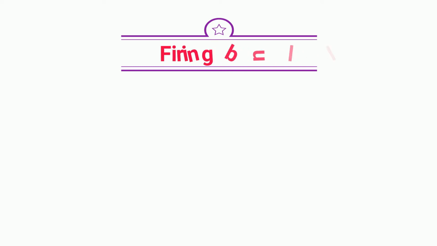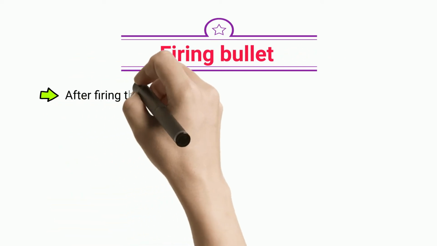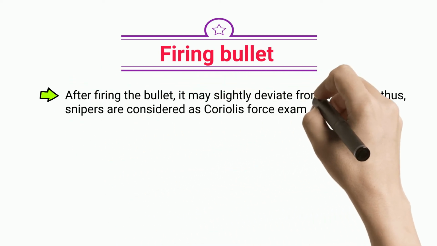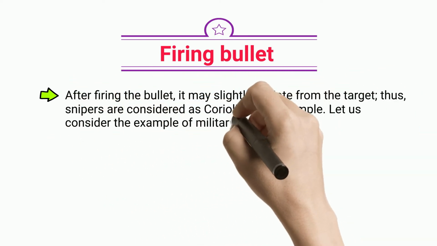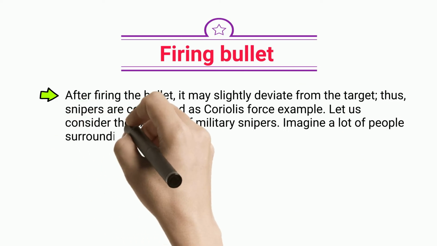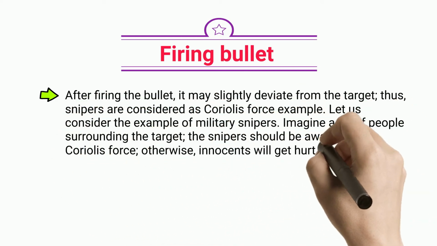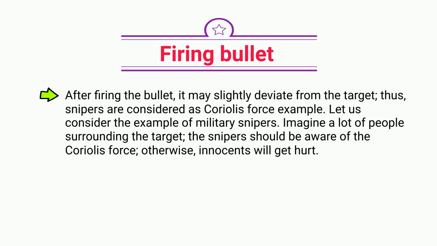Firing bullet. After firing the bullet, it may slightly deviate from the target, thus snipers are considered as a Coriolis force example. Let us consider the example of military snipers. Imagine a lot of people surrounding the target. The snipers should be aware of the Coriolis force, otherwise innocents will get hurt.